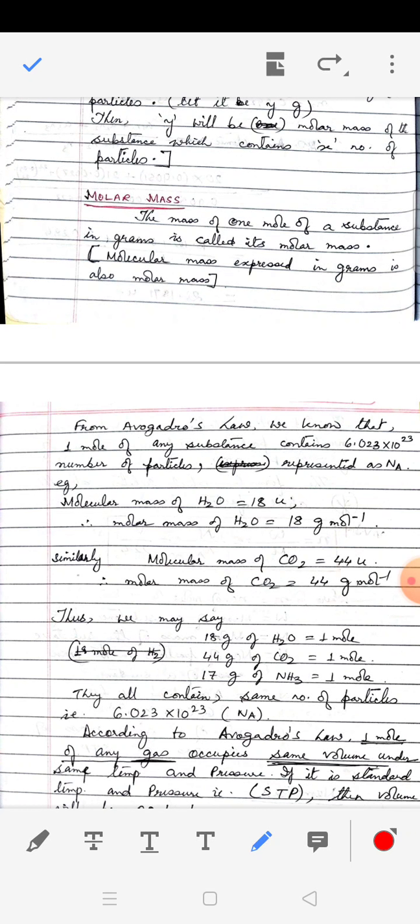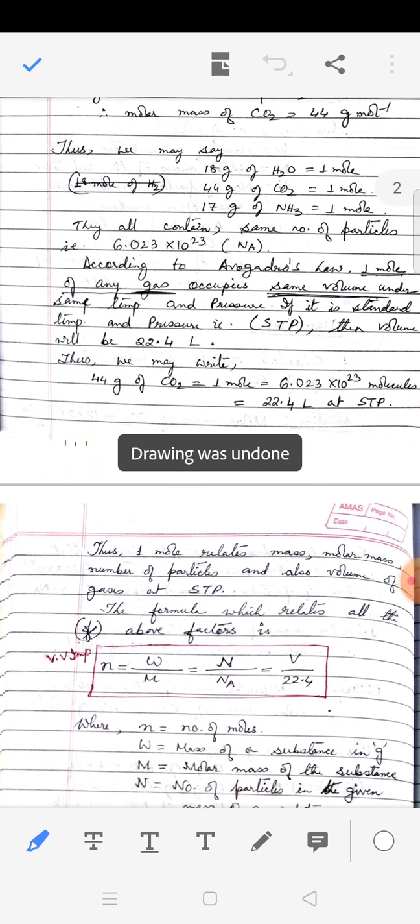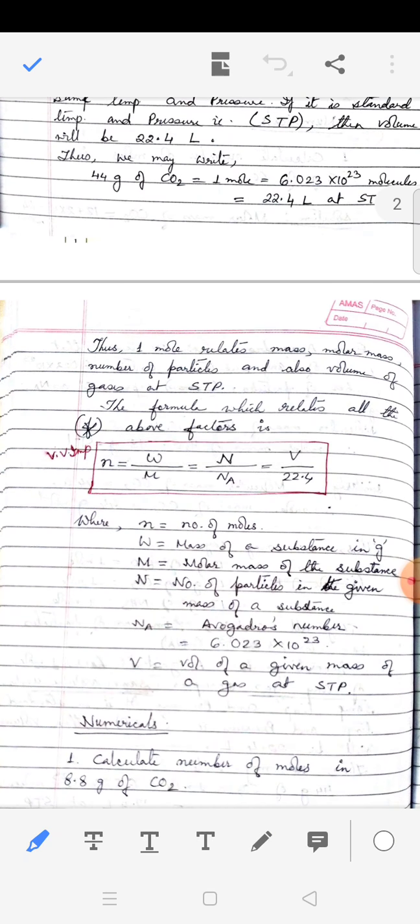So according to Avogadro's law, 1 mole of any gas occupies 22.4 liters at STP. So you can find there is a correlation between number of particles and volume of a gas. But remember, volume will come into play only if it is a gas, and that also it has to be at standard temperature and pressure. So we find there is a correlation between mass, molar mass, number of particles and volume of different substances.